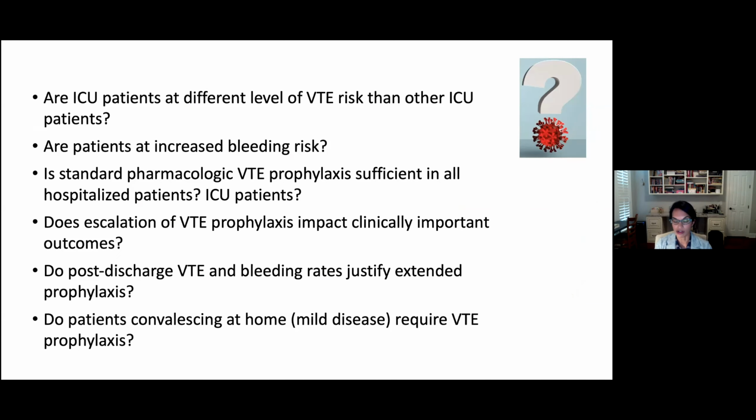Here are some fundamental questions that we must ask ourselves in order to make sound clinical judgments surrounding thrombosis in COVID patients. The first, are ICU patients at a different level of VTE risk than other ICU patients? And it's likely that this is the case, but really we need comparative studies to confirm this supposition. Are patients at increased bleeding risk? And initial observations at this point suggest that bleeding is very rare despite the derangements in hemostatic abnormalities.